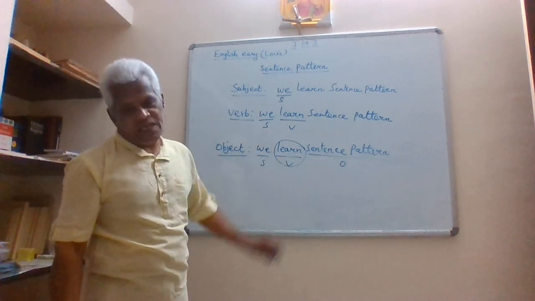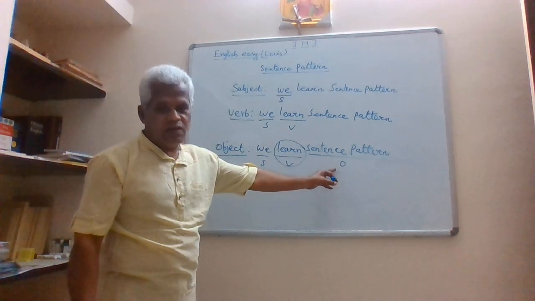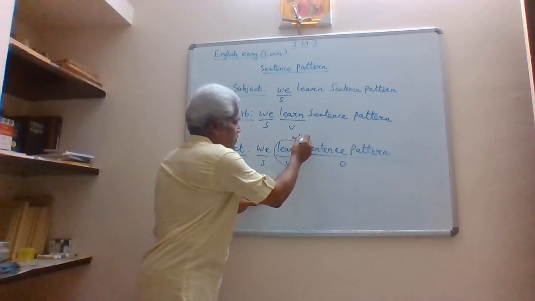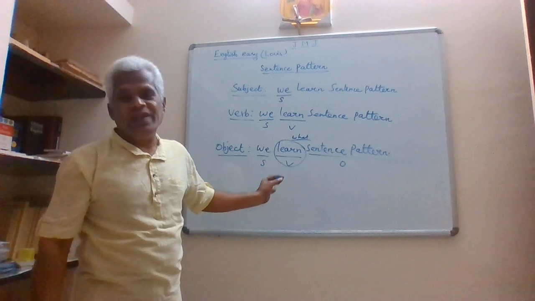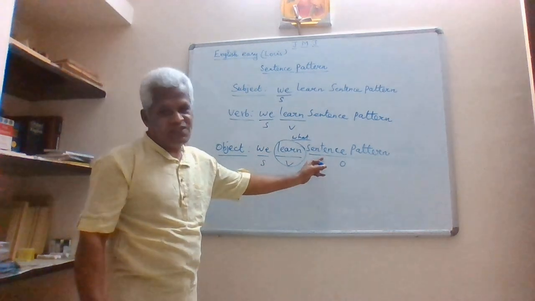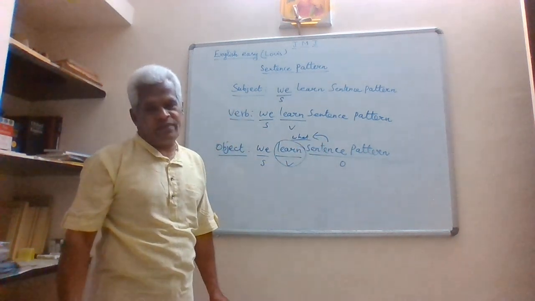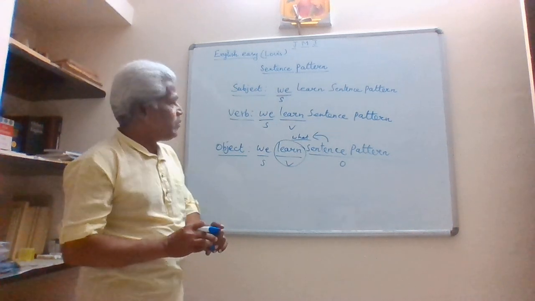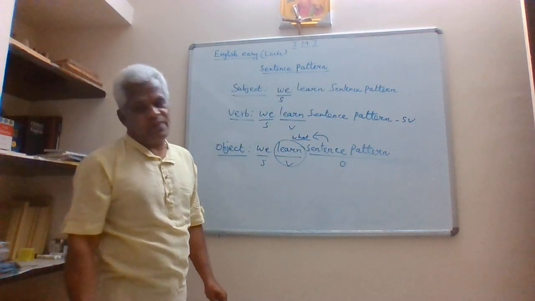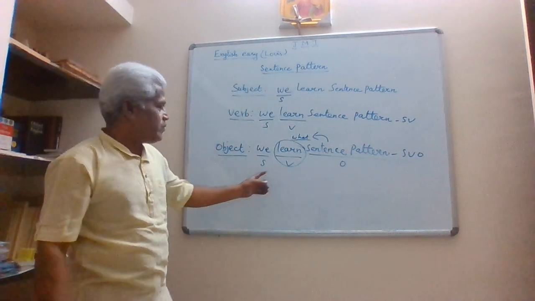And your tense is simple present tense. We learn sentence pattern. I said sentence pattern is the object of the sentence. Now let me ask the question what on the verb. See, what do we learn? That is the question. What do we learn? We learn sentence pattern. So sentence pattern is the answer to the question what. So therefore this is an object. So remember now, up to here you can call this SV pattern. And then in this sentence you can call this SVO pattern, because we have subject, verb, object.